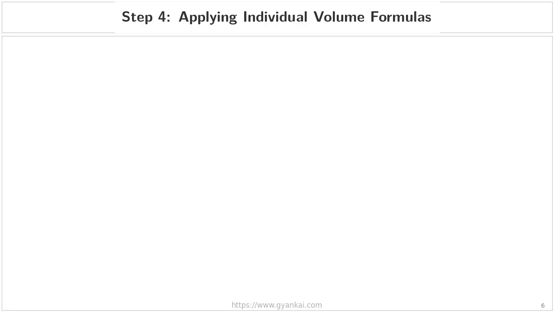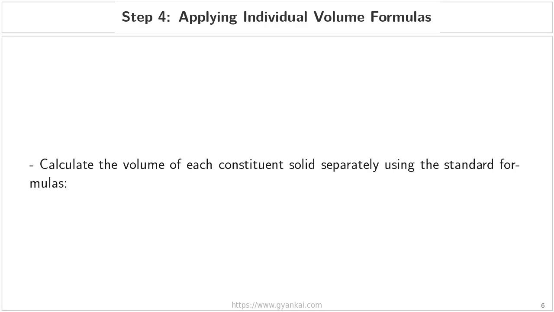Step 4. Applying individual volume formulas. Now that we have identified our shapes and extracted all the necessary dimensions in the previous steps, we move to Step 4. This is where the actual calculation happens. You are going to calculate the volume of each constituent solid separately, using the standard formulas you've already learned. Let's quickly review them so you have them fresh in your mind.